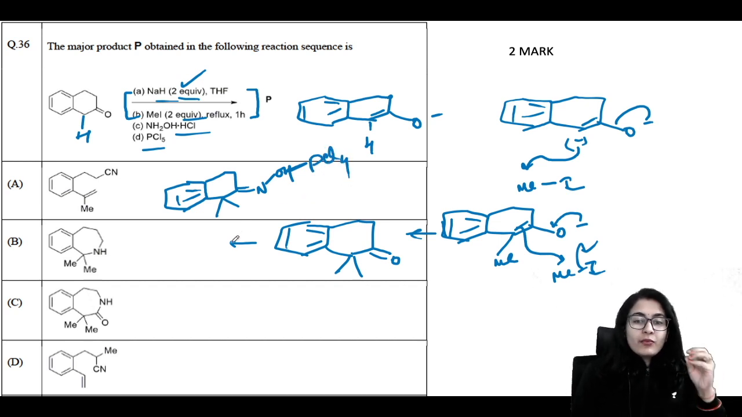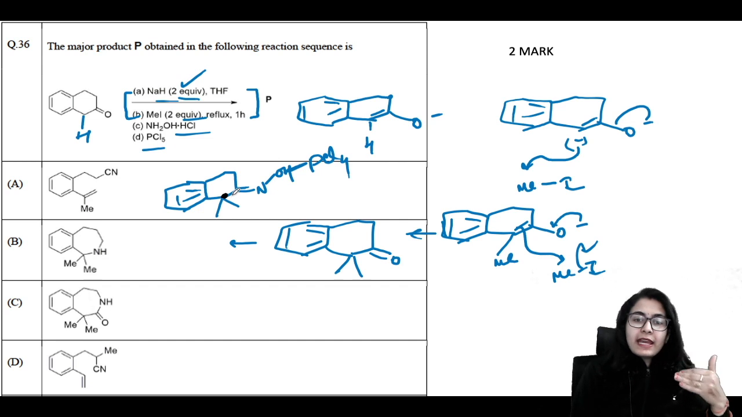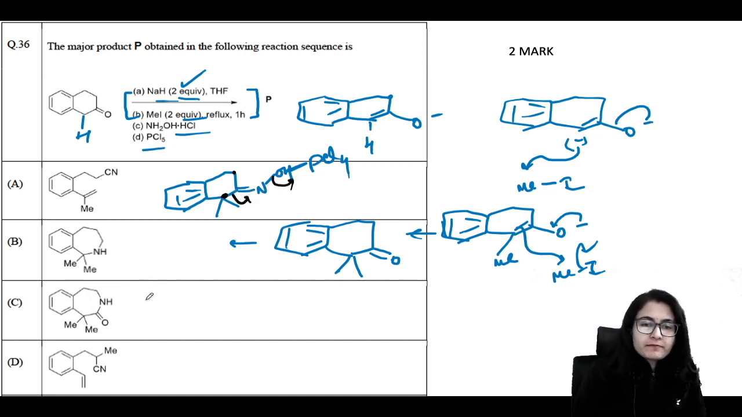All right. What happens in Beckmann rearrangement? One of the groups migrates. Now you see that you are having two different groups. The one which is more electron rich will migrate. This is more electron rich. It can migrate better as compared to this carbon. All right. So I wanted this to migrate onto the nitrogen, but there is one problem with that. What is the problem?